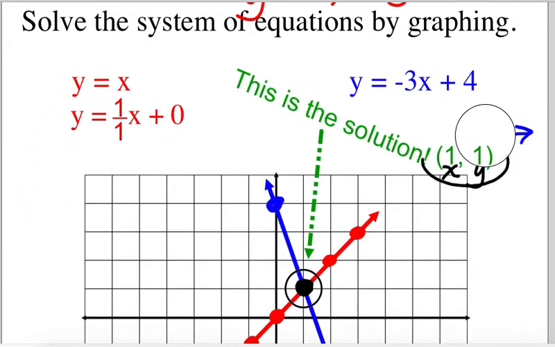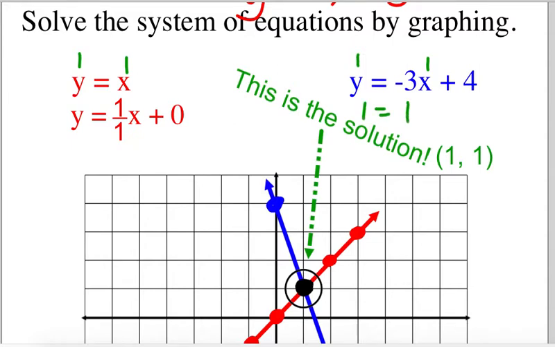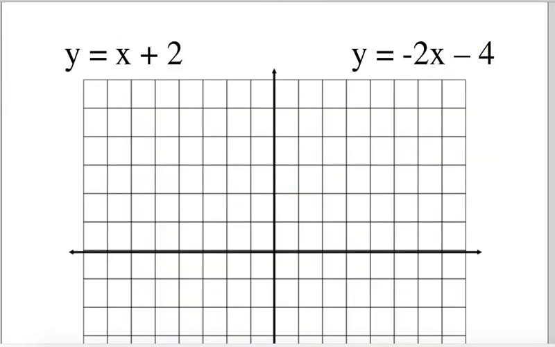I'll erase some of this stuff. If you put a 1 here and a 1 here, does it work? Yes. If you were to go over here and put a 1 here and a 1 here and do the math, negative 3 times 1 plus 4 is 1. 1 equals 1. It works. That's what we mean when we say the solution to the system. Okay? So it's really just graphing, and then you kind of look to see what happens with your graphs.